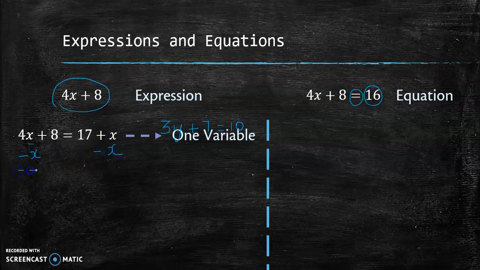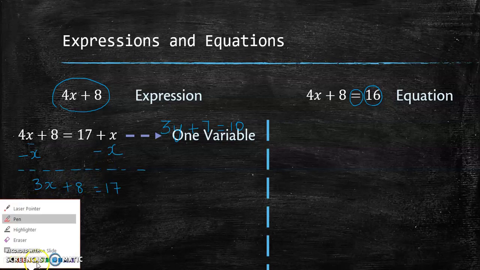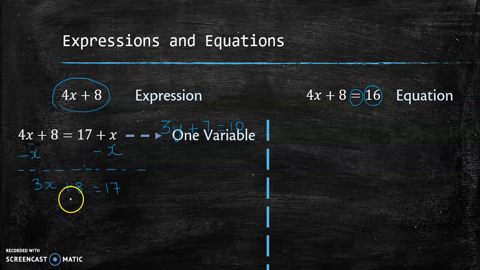Minus x, minus x. So what does it become? What is 4x minus x? 3x plus 8 equal 17. So now here you have plus 8, right? So we have to remove this from the left side. If you want to remove plus 8, you have to add minus 8 on both the sides. Minus 8, minus 8. So it becomes 3x equal, what is 17 minus 8? 9. So we have 3x equal 9, right?